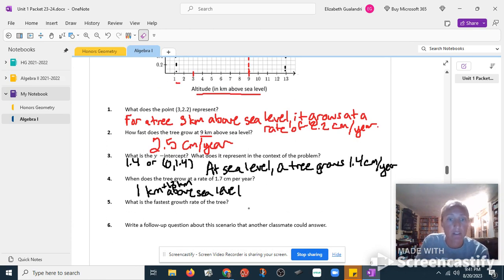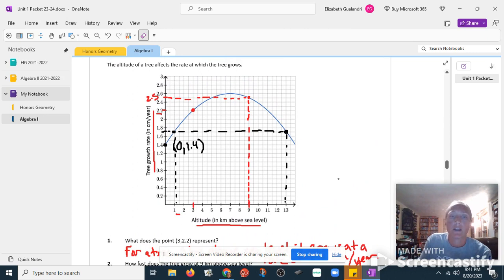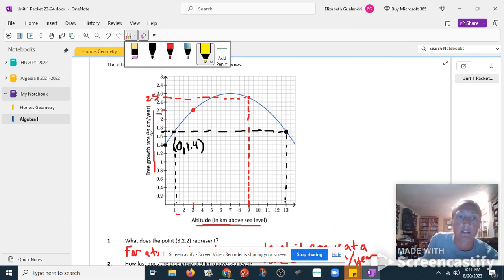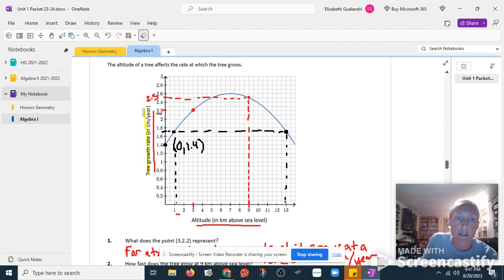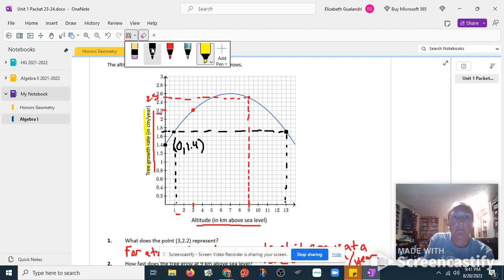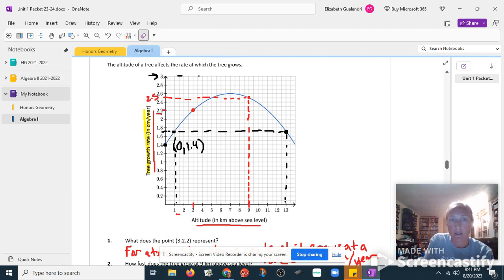What is the fastest growth rate of the tree? So trying to find the fastest growth rate. You got to make sure that you pay attention to what it's asking. So it's asking for a tree growth rate here. And it wants to know, when is that the fastest? When is it, in this case, the biggest? So the biggest, could it be at 3? Well, they never grow at 3 centimeters per year.